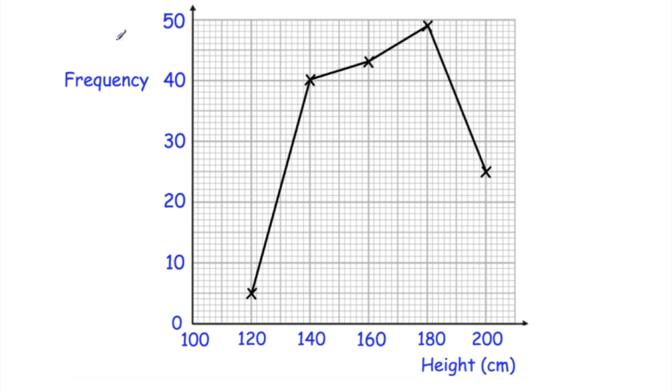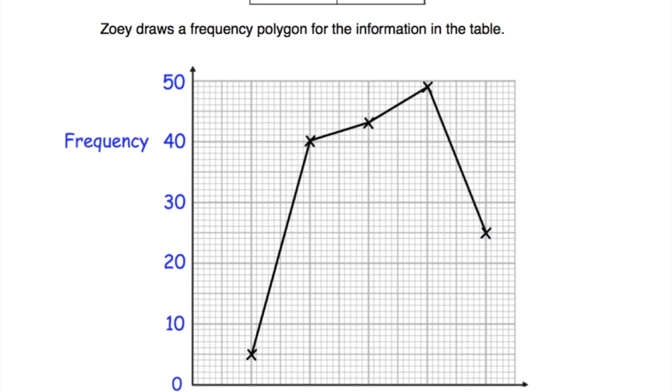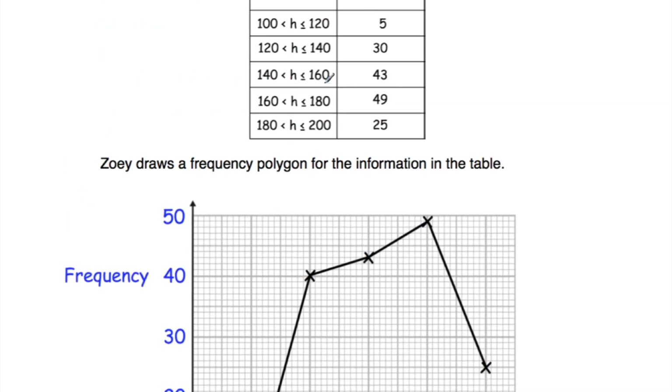So she has drawn the axes and she's got frequency and height. That's fantastic. The scales look okay. They're going 0, 10, 20, 30, 40, 50, and then horizontally 100, 120, 140 and so on. Yeah, looks okay. Let's look at the frequencies. Oh wait, we've got here 30. But if we look here, this point has got a frequency of 40, the second point.